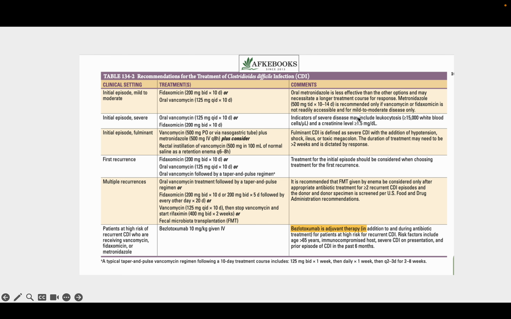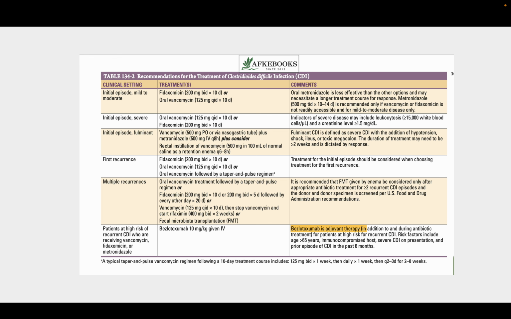These are all very important NEET PG questions. So severe Clostridium difficile infection is a TLC count of more than 15,000 and creatinine more than 1.5. Fulminant is when, along with the elevated TLC count of more than 15,000 and creatinine, there is associated hypotension, shock or ileus or toxic megacolon, where you give a combination of metronidazole along with vancomycin.